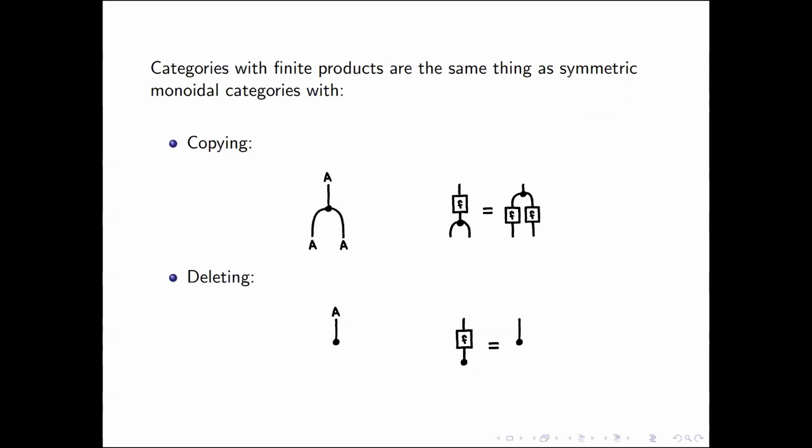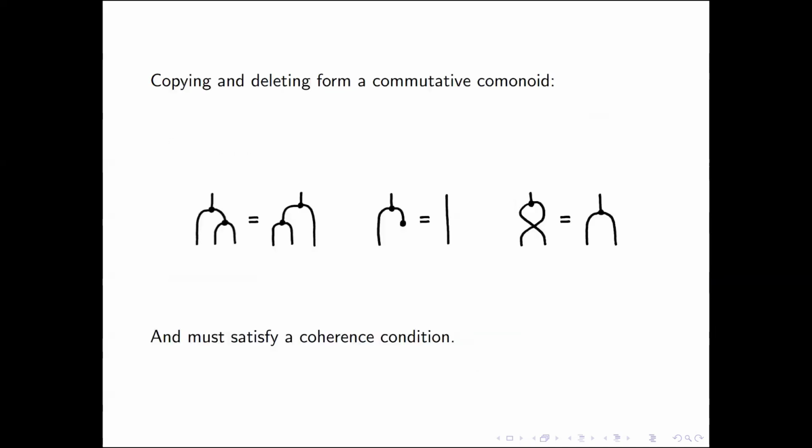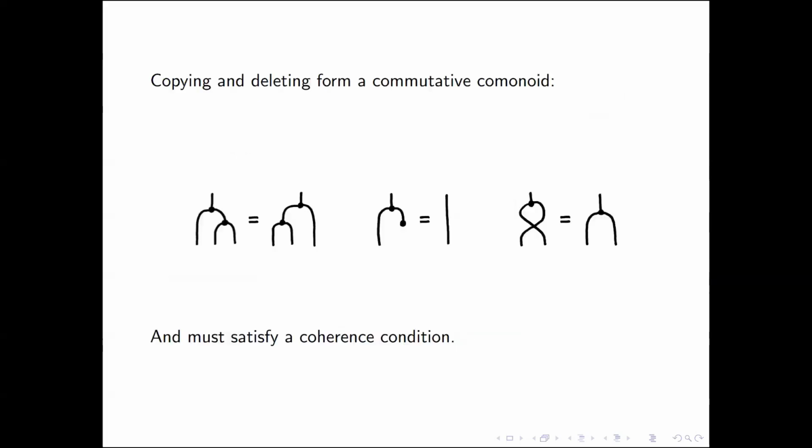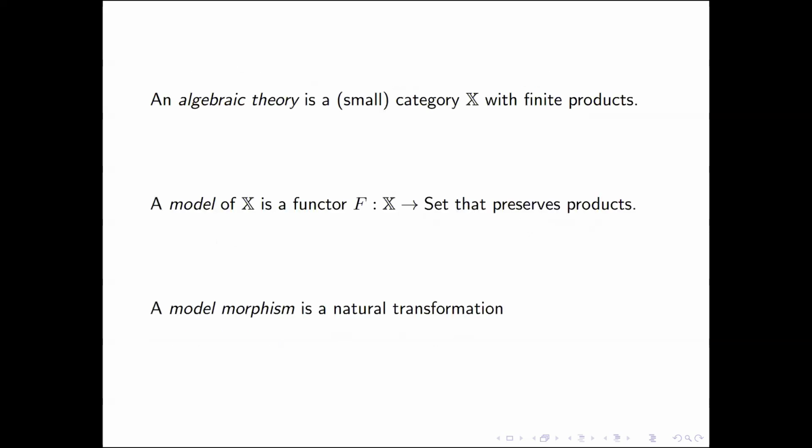So if I do F and then copy its output, that has to be the same thing as copying the input and doing F to each copy. Sets and functions is a great example of one of these. And then these copying and deleting operations, in addition to these naturality equations, form what's called a commutative comonoid, which just means that if I make three copies of something, they're all the same thing, and that they work like copying and deleting ought to intuitively. This is how we can capture that algebraically, and they have to satisfy a coherence condition, but it's fine.